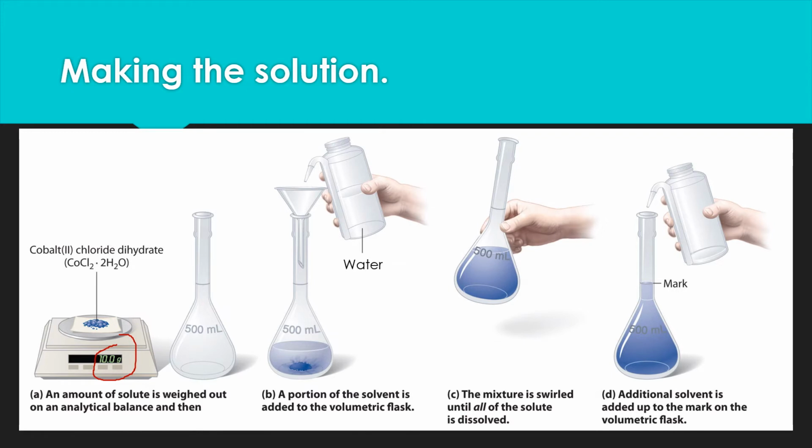We're going to go ahead, and since we want to make 500 milliliters of it, we're going to use a 500 milliliter flask. We go ahead and add our solid to that flask and then add water so that it's about 3/4 of the way full. You can see that in that picture there. The mixture is swirled until all of the solute is dissolved, and then additional solvent, so water in this case, is added up to the mark on the volumetric flask.